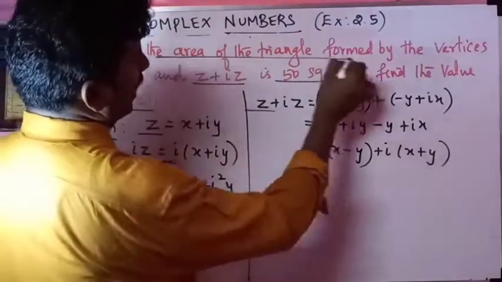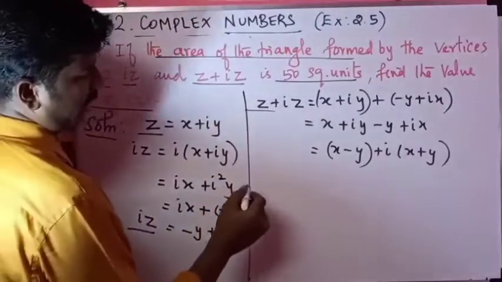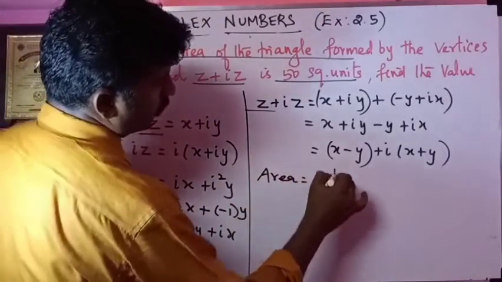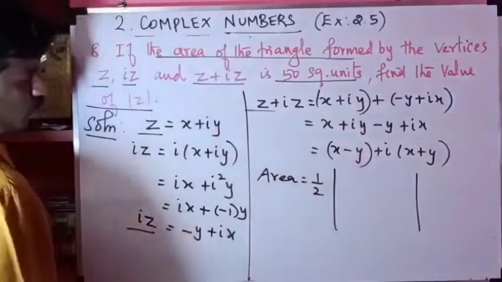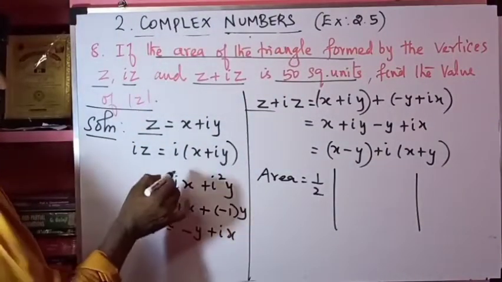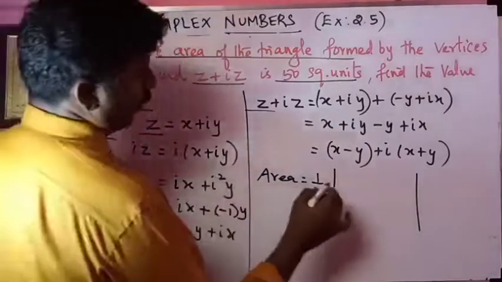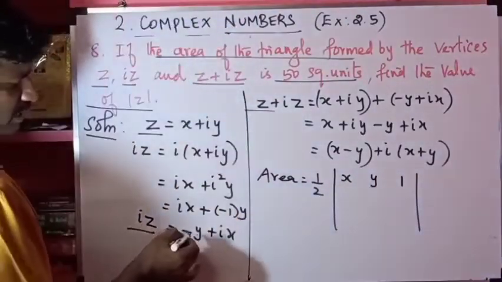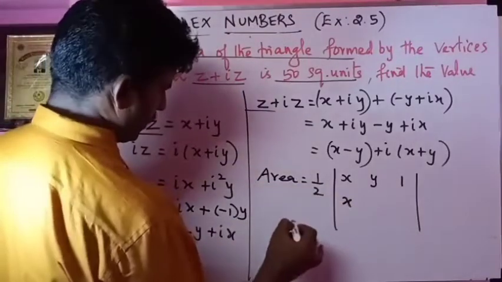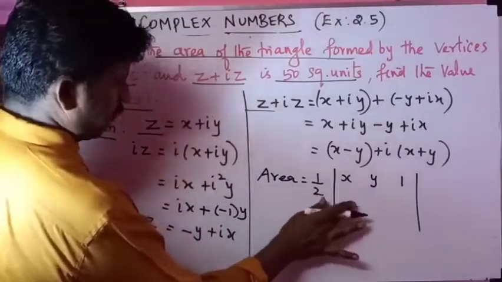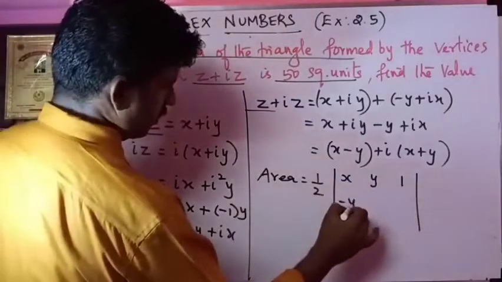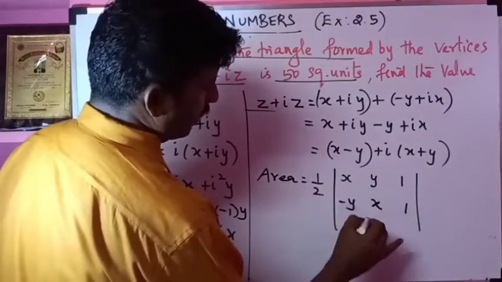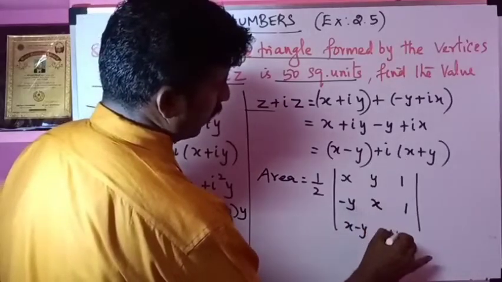The area of a triangle. இப்போ எப்படி area of a triangle format பாருங்க. The area is equal to 1 by 2, the determinant form. So z is x plus iy, so x, y, 1, right? iz is minus y, x, 1. Here z plus iz is x minus y, x plus y, 1.